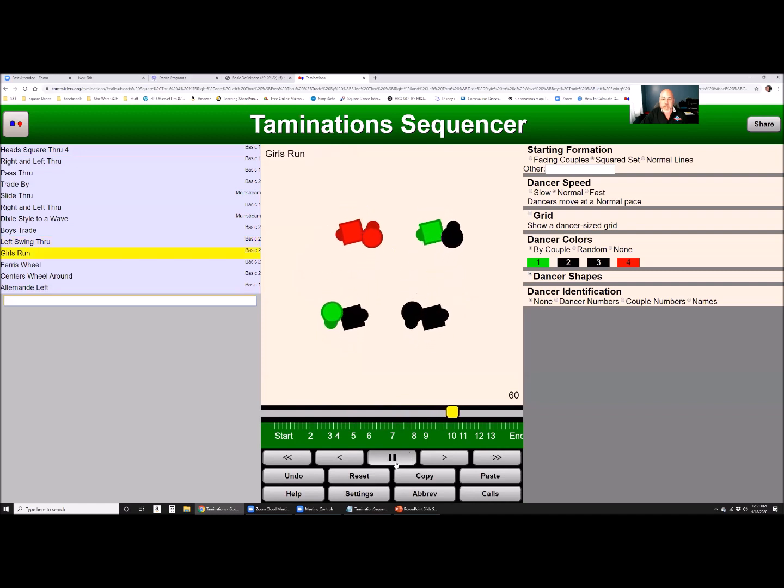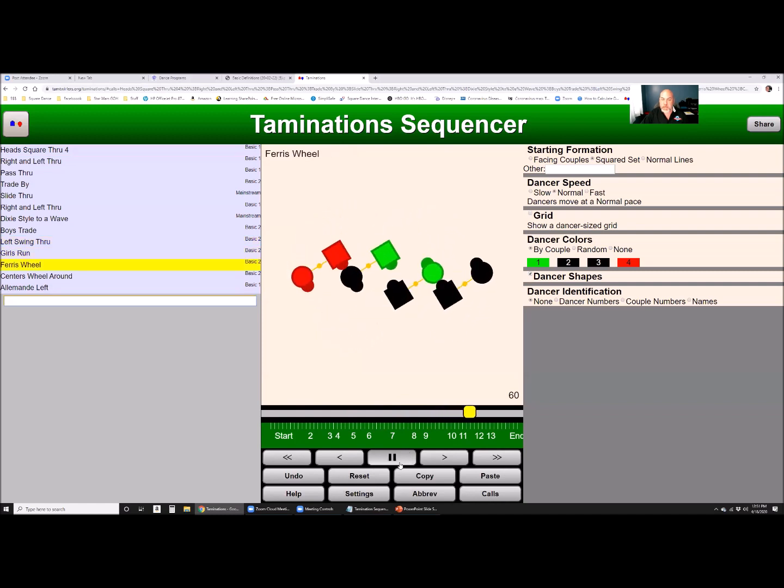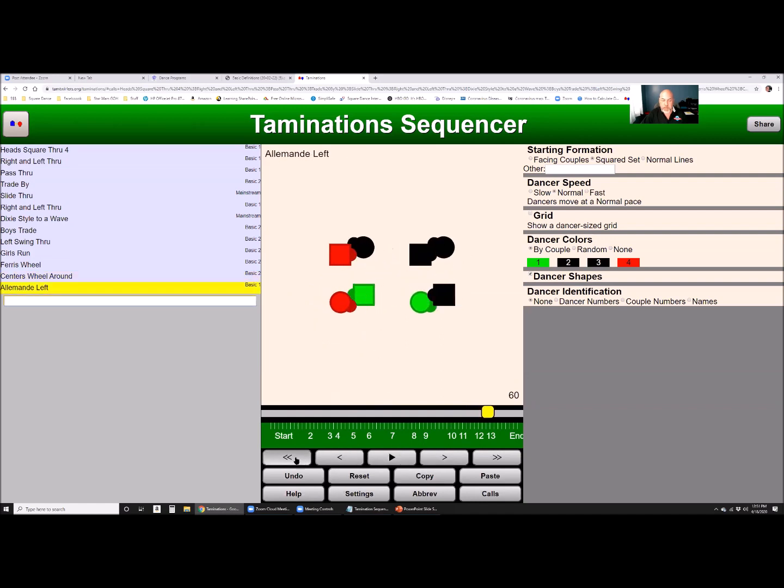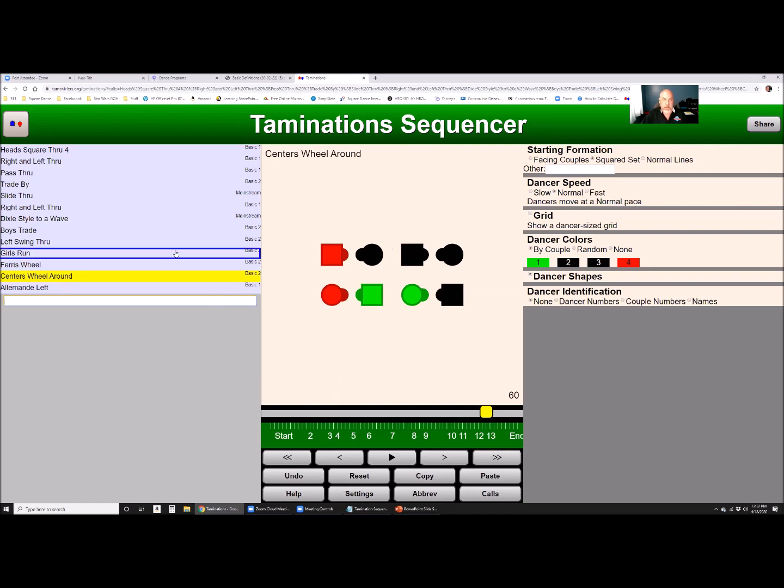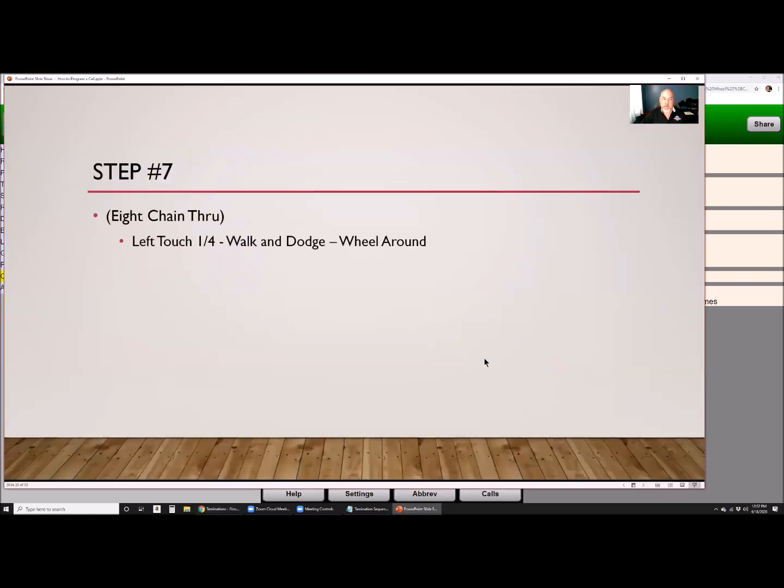Girls are going to run, but this time we're going to do a Ferris wheel, and the centers are going to wheel around, and we're going to hit that Alaman left right at that point in time. And we're all going to be squared up at home. So for my half a chicken plucker, adding the Ferris wheel gets me where I need to go without another level of complexity. Step 7, I'm going to do it from an 8 chain through.